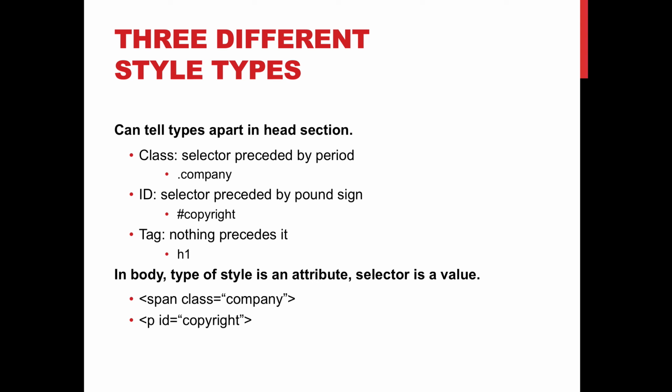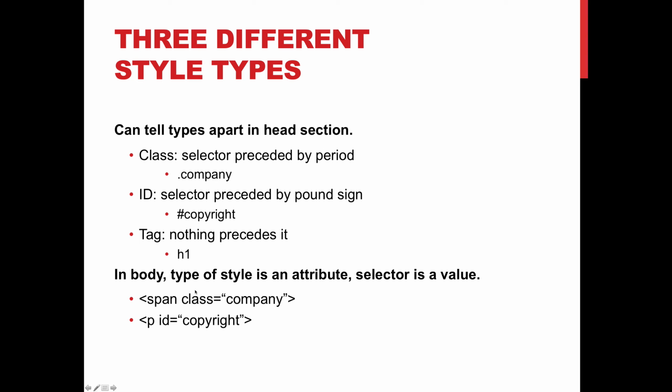In body, there's the type of style that is the attribute, and the selector is a value. So if you want to go back to our attributes and values and elements and tags and everything from HTML, in this case, if you're going to say, hey, here's a specific span, which we're going to get into later, and it has the class of company, that is an attribute, and this is a value. So if that helps you put it into HTML speak, there you go. If it doesn't, ignore it.